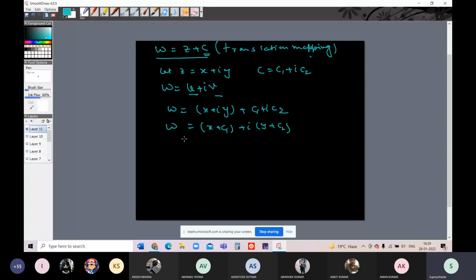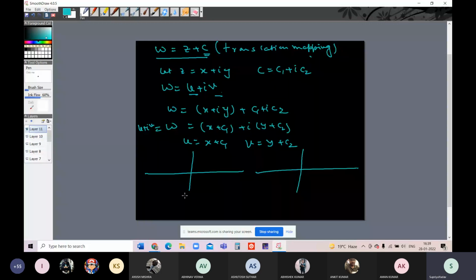So u will be x plus c1, because if we write u plus iv and compare both sides, real and imaginary parts, this gives us u is equal to x plus c1 and v is equal to y plus c2. Okay, x plus c1 and y plus c2. So you can see here, if we are talking about the z plane and the w plane, this is the z plane, it has the x-axis, y-axis, and this is the u-axis and v-axis, the w plane.